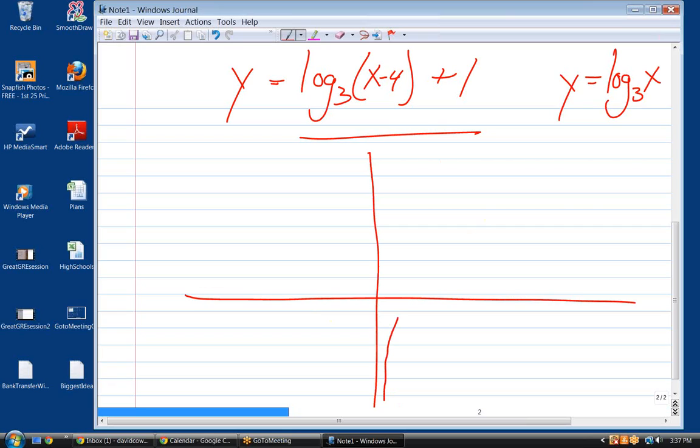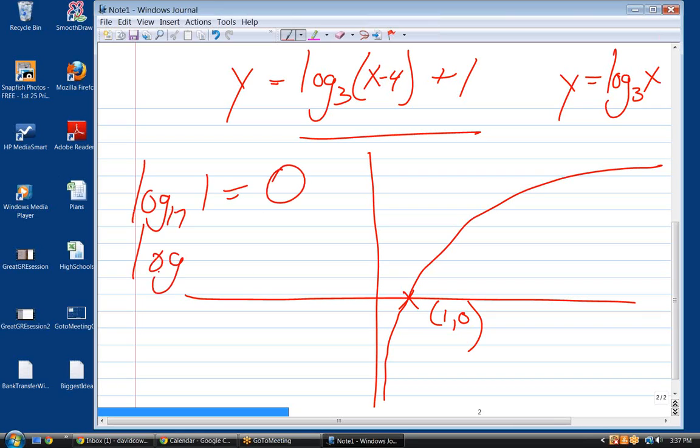Log functions look like this in general. And they look like this whether it's log base 3 or log base 7 or natural log or log base 10. They all go through this same point, which is 1, 0. Why? Because the log of 1 is always 0. In other words, the log base 17 of 1 equals 0. The log base 1,000,000 of 1 equals 0. The log of 1 is always 0 no matter what the base is.